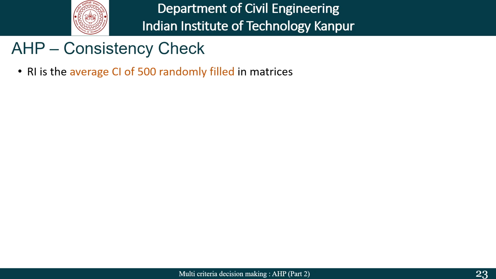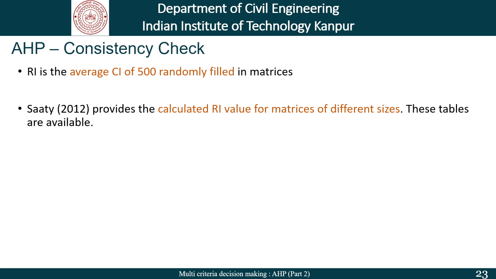Basically, the random-like index RI is the average CI score of 500 randomly filled matrices. In this paper, which was published in 2012, RI values for matrices of different sizes are available. One can directly use that information. It is important to note that the RI value changes based on the size of the matrix.